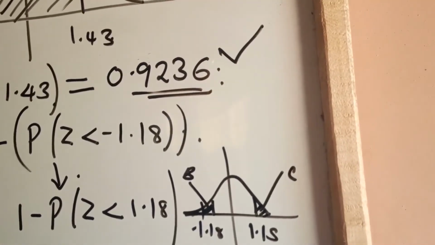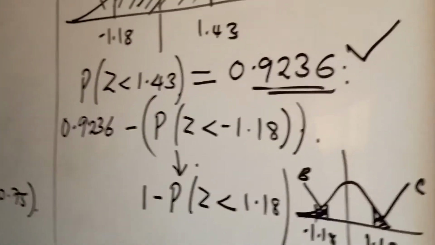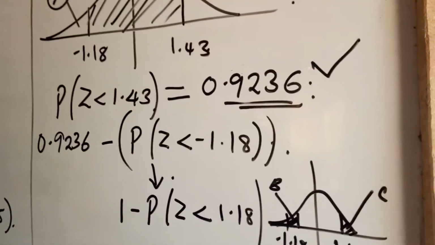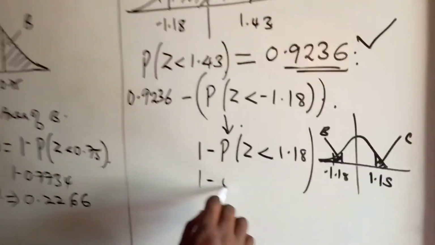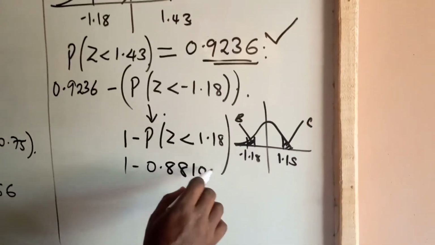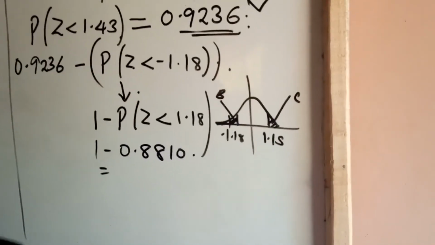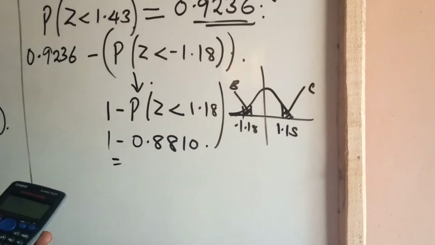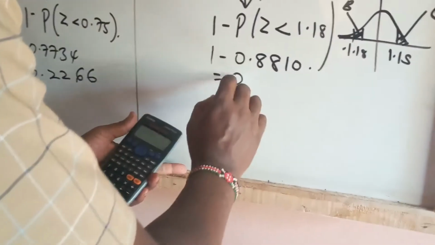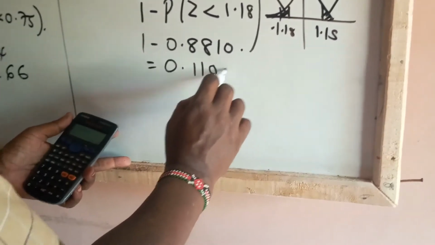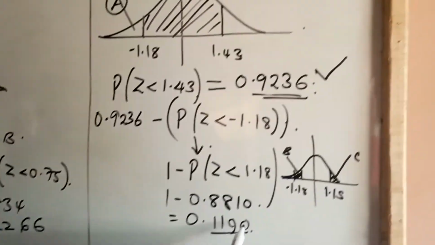And of course, our boundary now is 1.18, which is somewhere within the table on page 201, which is 0.8810. So 1 minus 0.8810 is 0.1190.